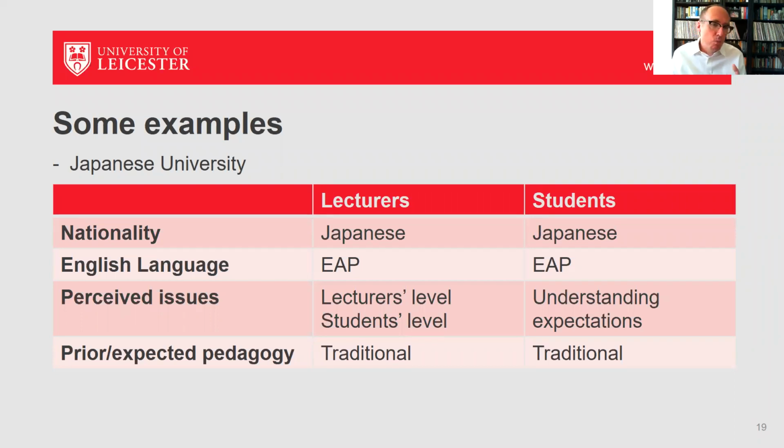And then what it means is that the lecturers are, first of all, very anxious over their own level of English and about whether they're at the right level to be delivering EMI, and then concerns over their students' level as well. And the students, as with the medical university I just talked about, have concerns over really understanding what it is that's expected of them. And both of them are very comfortable in a very traditional pedagogy there.